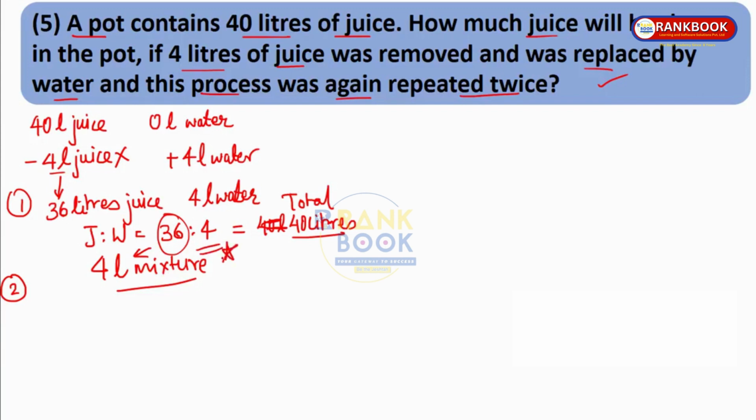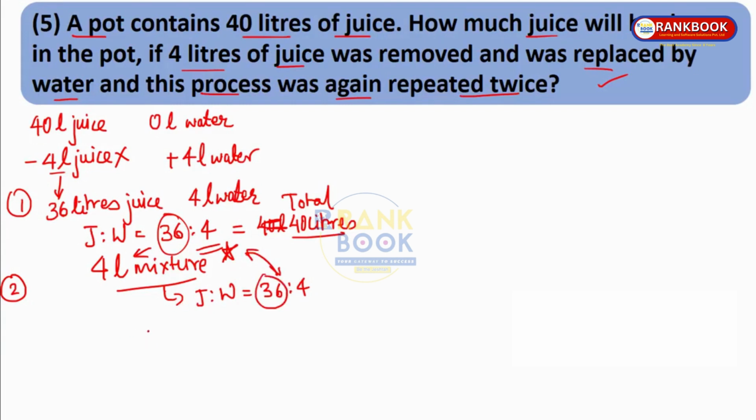This is a very important concept. Say a container has oil and water in the ratio 2:3, and if you remove some of the mixture, then the mixture which was removed will have the same proportion of oil and water. So this 4 liters of mixture has a juice to water ratio of 36:4. Same ratio, no difference. So how much is the amount of juice in this 4 liters?